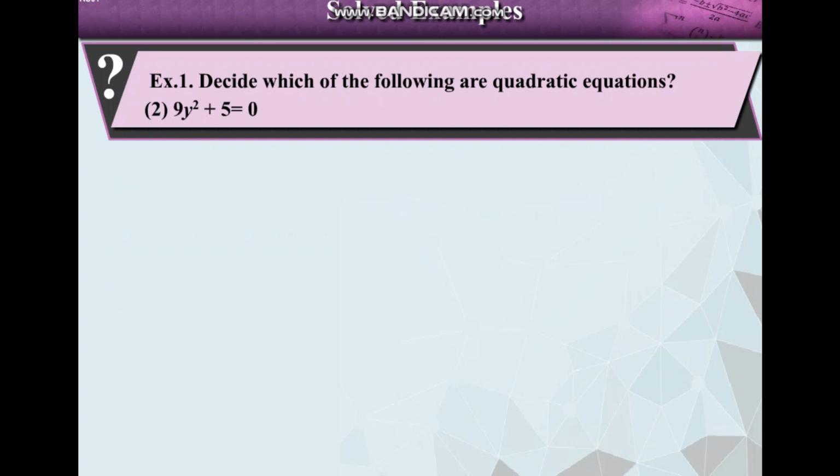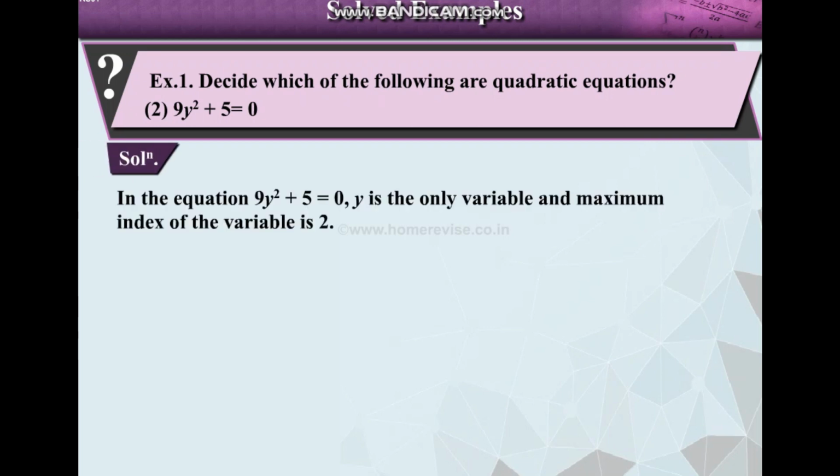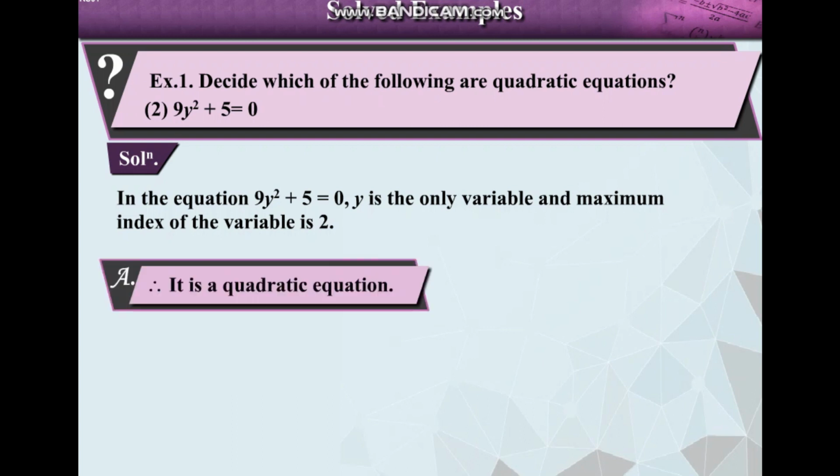2. 9y² + 5 = 0. Solution. In the equation 9y² + 5 = 0, y is the only variable and the maximum index of the variable is 2. Therefore, it is a quadratic equation.